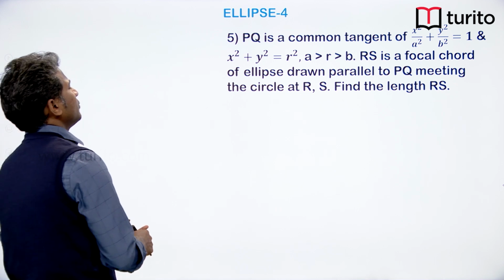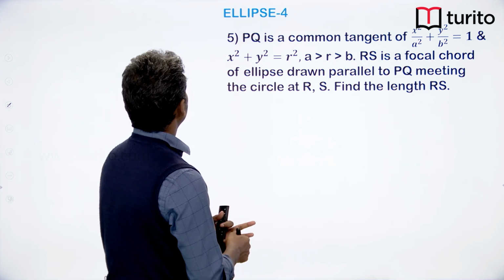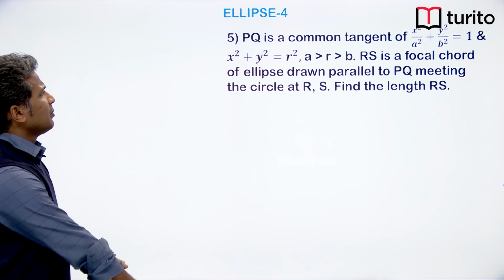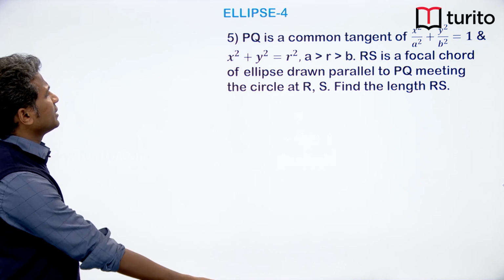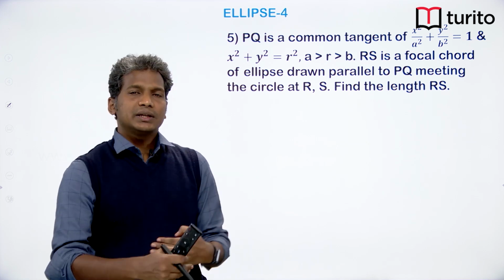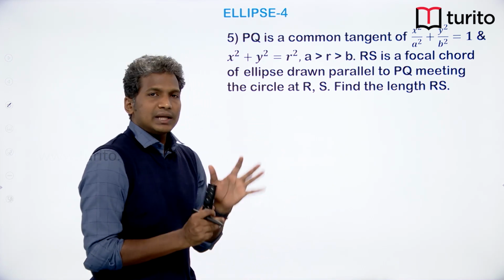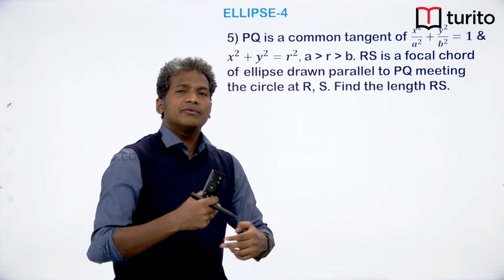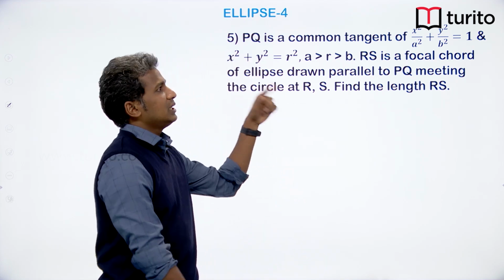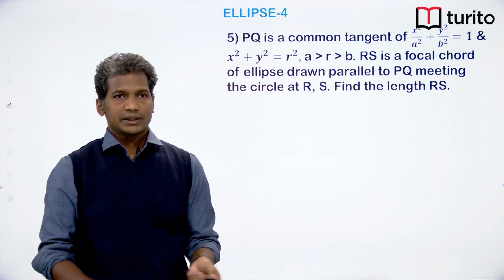So here PQ is a common tangent of these two and RS is a focal chord of the ellipse drawn parallel to PQ meeting the circle in R and S. Basically, information about the common tangent is required to solve this. So we will deal with it after we learn the concept of tangents. But still, in today's lecture, if we finish all the other questions that we have taken, then I will solve this. If not, we will take this up in the tangents lecture. Okay.